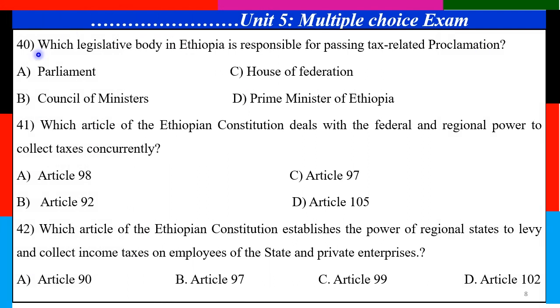Question number 40. Which legislative body in Ethiopia is responsible for passing a tax-related proclamation? Let me repeat. Which legislative body in Ethiopia is responsible for passing tax-related proclamation? A. Parliament. B. Council of Ministers. C. House of Federation. D. Prime Minister of Ethiopia.